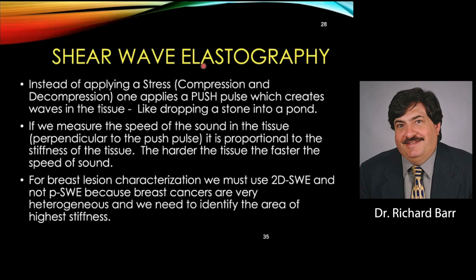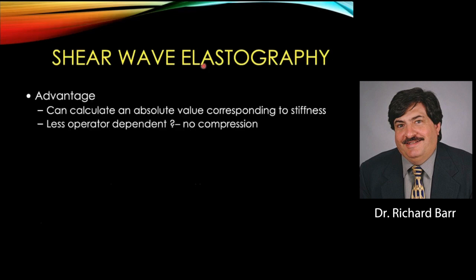So I think another important thing to remember is when we're looking at breast lesions, they are very heterogeneous, the cancers, in stiffness. So we have to use 2D shear wave where we get that large color map that plots out the stiffness values over that whole region. Because if we're using point shear wave, we don't have that color map and we don't know where we should take our measurement. So it's very important to use 2D shear wave when we're doing breast.